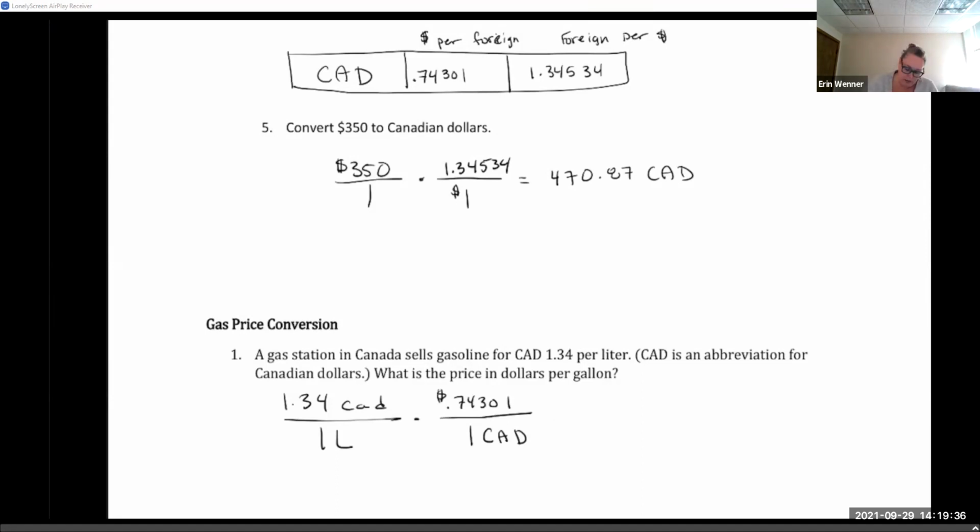And now we need to think about, what do we need to get rid of, right? We need to get rid of liters and we want gallons. So the unit conversion here is going to be 3.785 liters to 1 gallon. Remember, this is coming from our conversion sheets. Let me pull that up really fast.